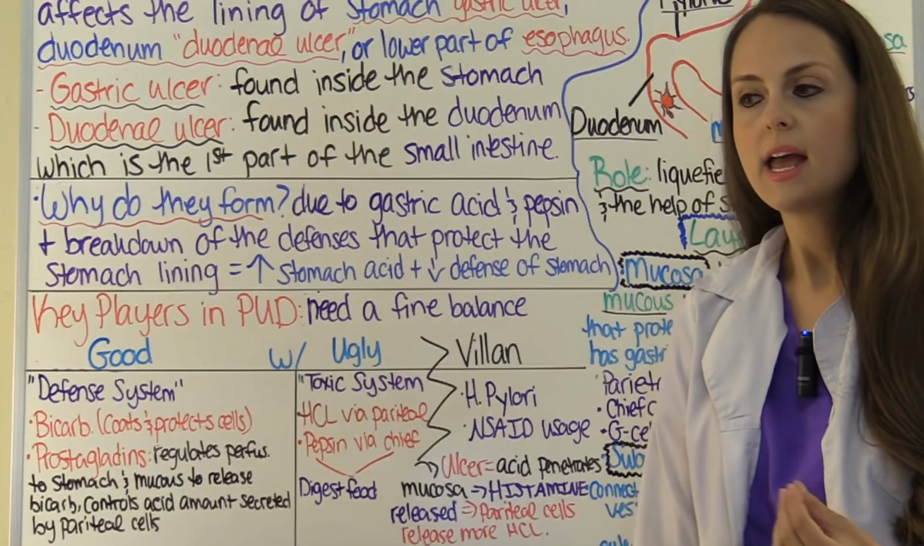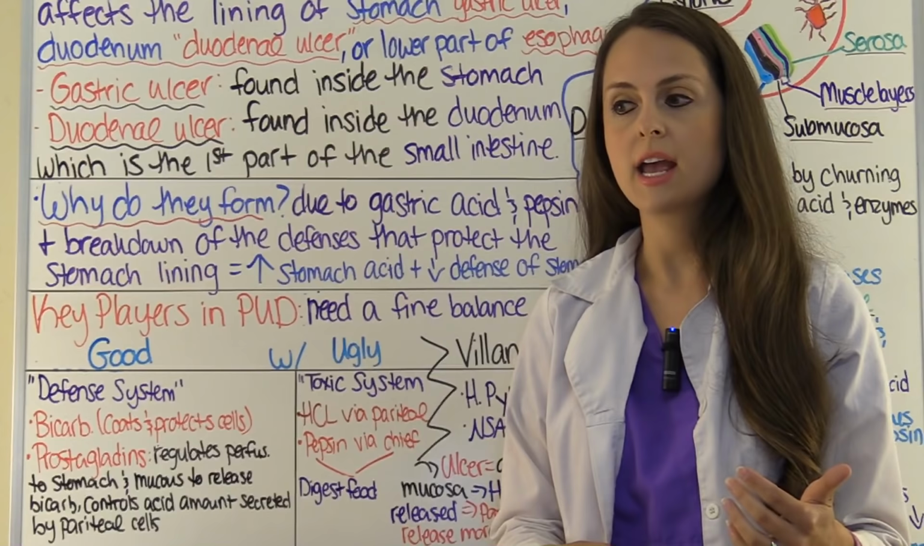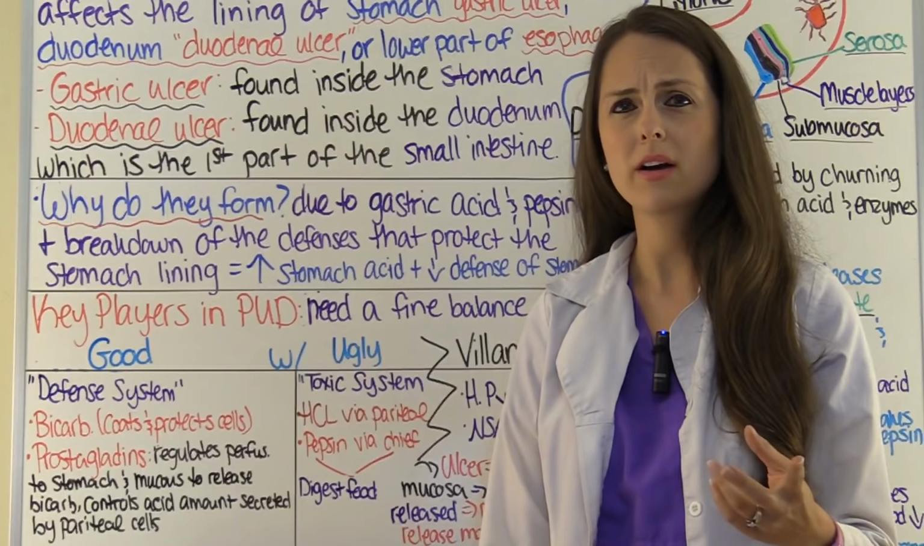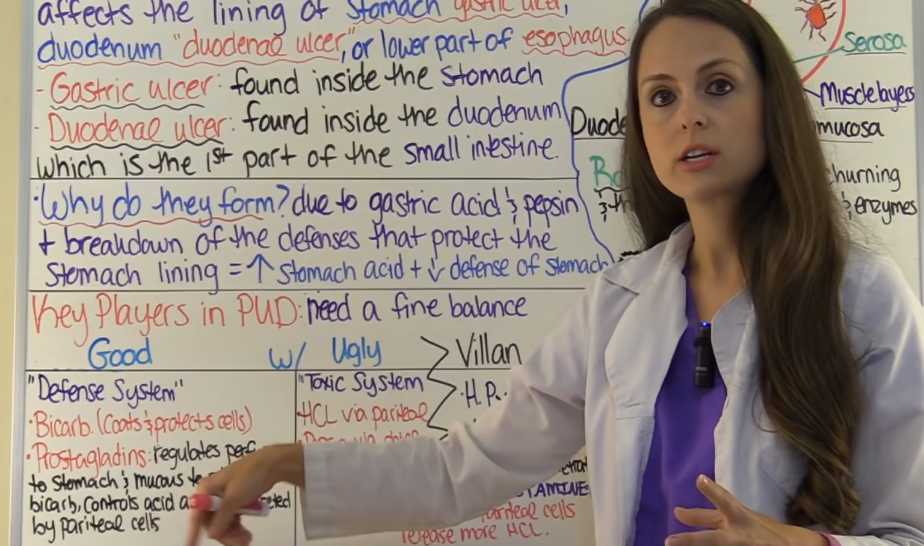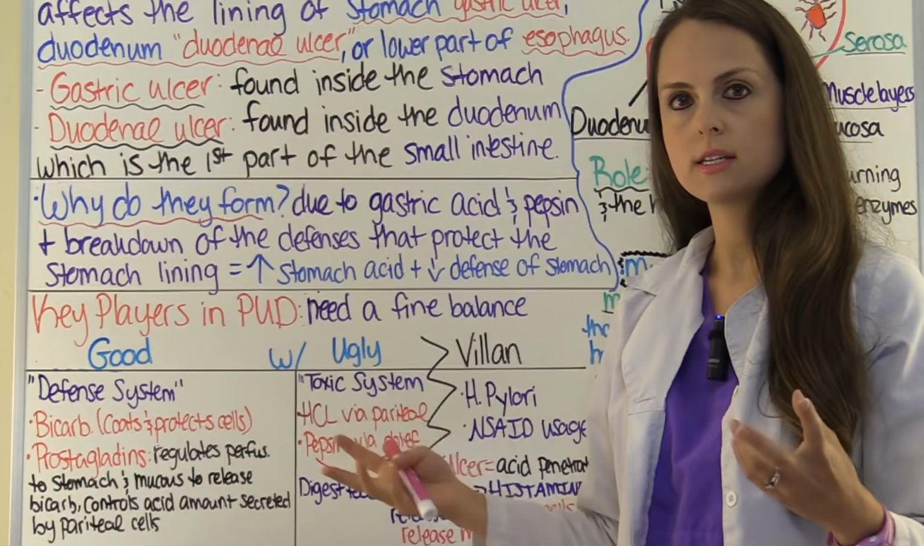Now, I really want you to make a note of these prostaglandins, because whenever we talk about the causes of peptic ulcer disease, we're going to talk about NSAID usage. And NSAIDs, how they work is that they like to block your prostaglandins. And if we block that, we're going to break down the defense of our stomach lining, which can allow those digestive juices to get in there and break that lining down and cause an ulcer. So remember prostaglandins.